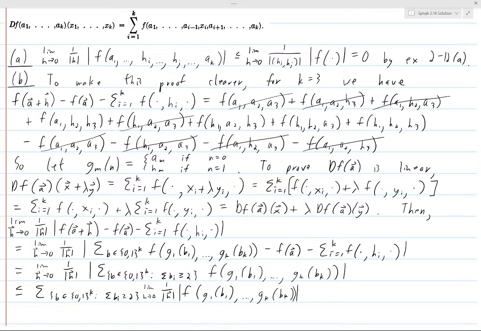All right, so the point is this limit here is going to be 0 by part A. And so we're taking the sum of a bunch of things which are 0, and so it's 0. And so therefore, this derivative formula that's given above is linear, and it does satisfy the limit condition that derivatives need to satisfy, and so it is in fact the derivative. So yeah, that's all we need to do for this exercise.